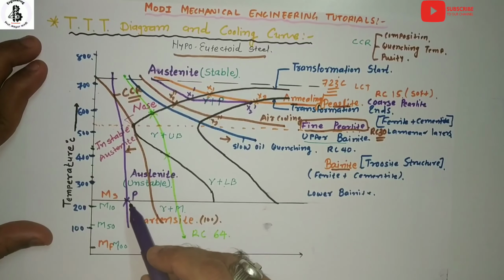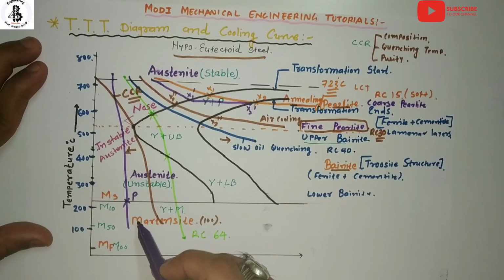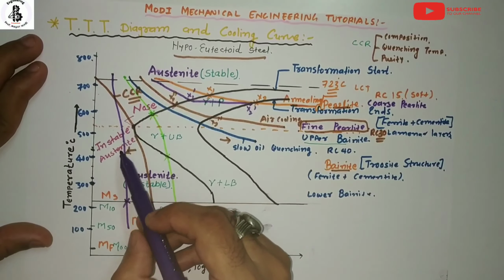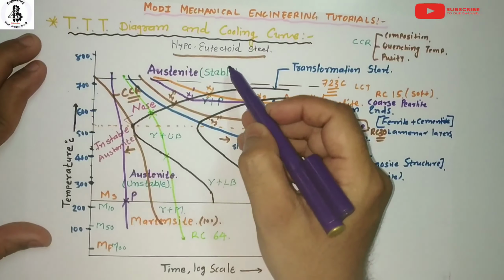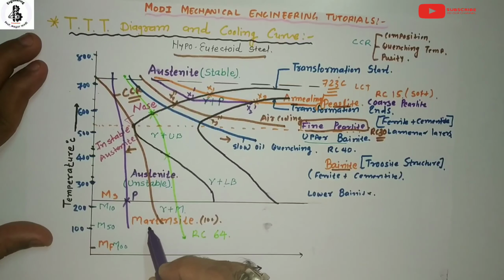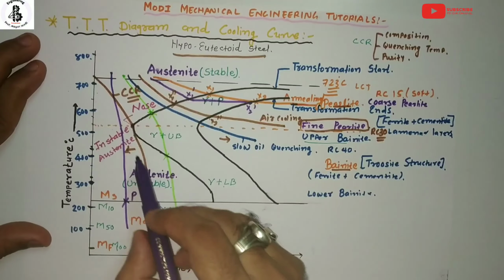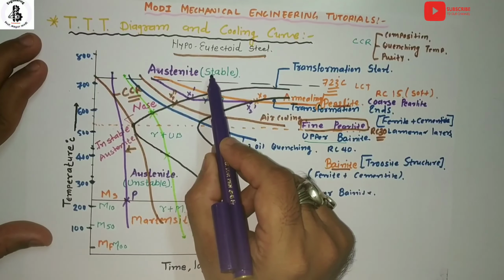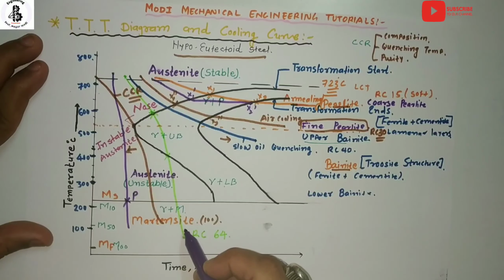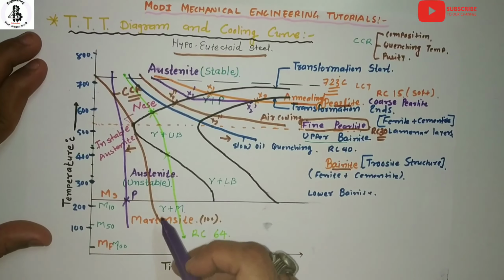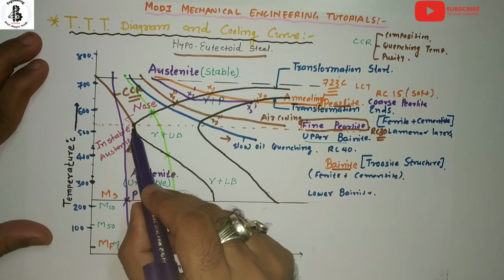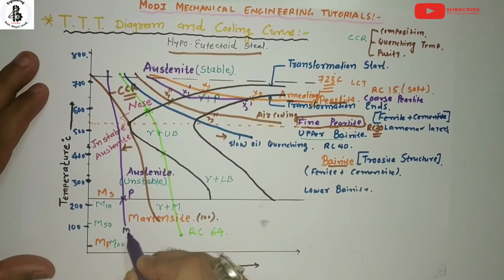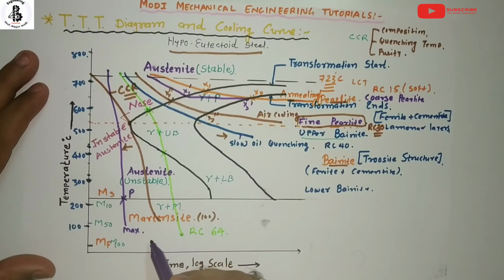The transformation to the martensite structure gives a higher hardness. By this rapid cooling curve, the stable austenite converts directly into the martensite structure, without converting into any pearlitic or bainitic structure. If you control the cooling curve to be faster than the CCR, you will get the maximum hardness present in the steel structure.